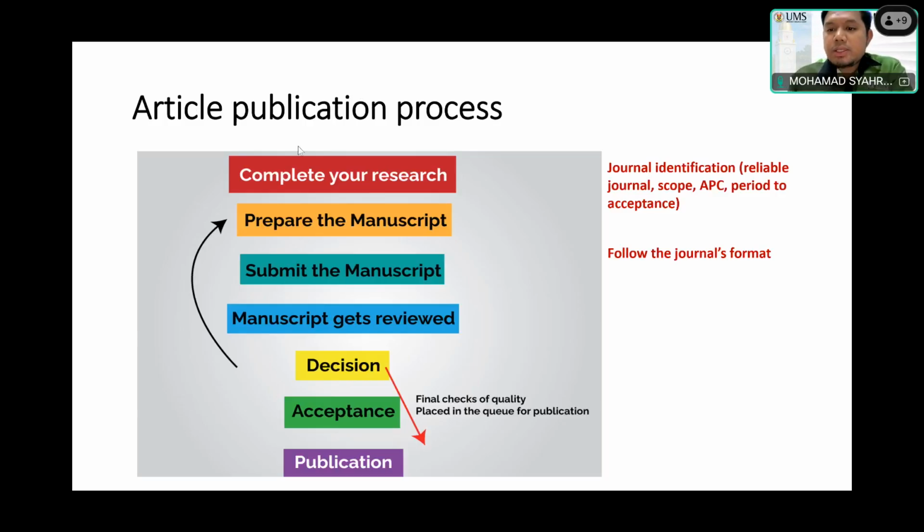Okay, so journal identification, yeah, we already know that you have to check: is it a reliable journal from the database, the scope of the journal, the aims of the journal, the APC, how about the APC? So from the period of the initial submission to the acceptance, how long does it take during the process? Follow the journal format. This is how important it is. Some journals provide the template, so you can simply use it.